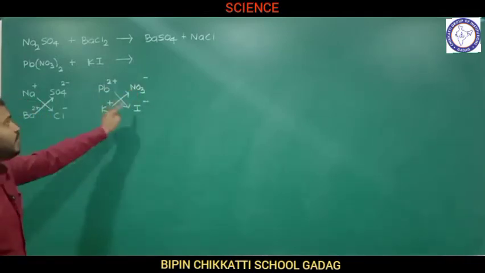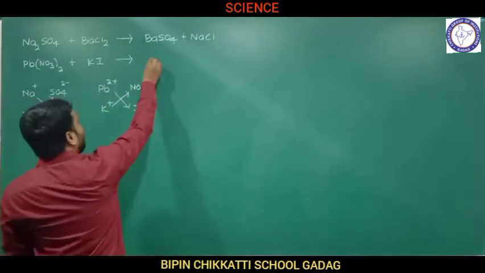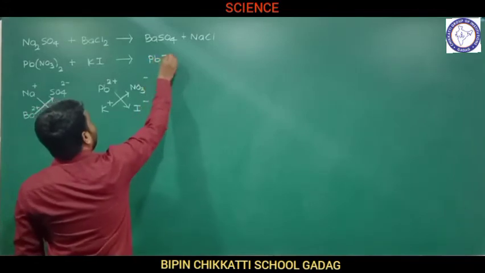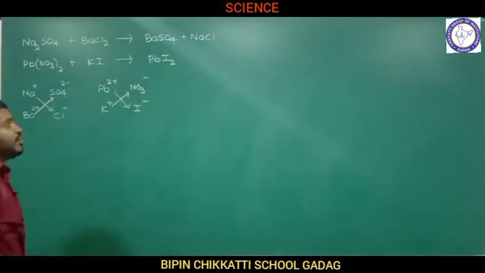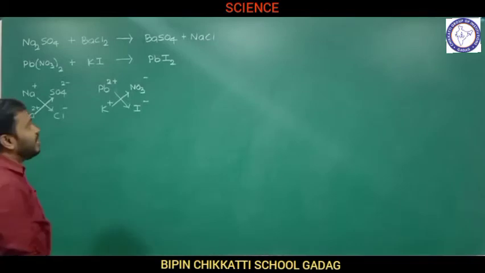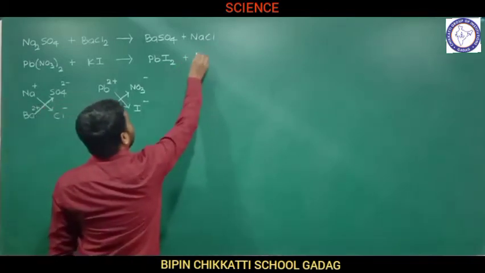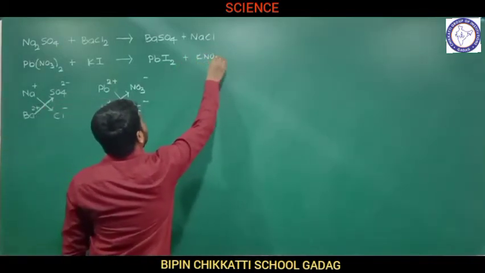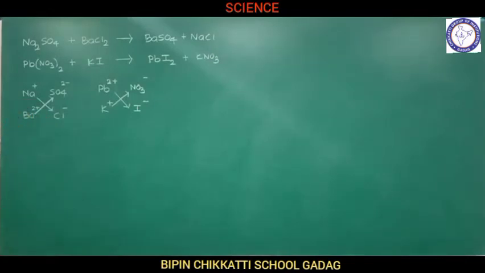So Pb2+ and I-, and what would be the product here? Lead iodide, PbI2, we are going to get lead iodide. And one more product will be KNO3, that is potassium nitrate, we are going to get. And this is how we can consider the double displacement reaction, and of course we need to balance the reactions, isn't it?